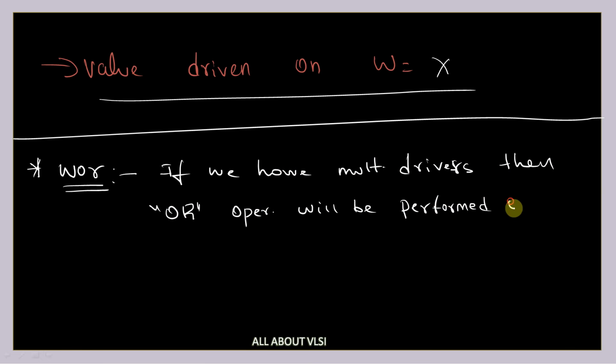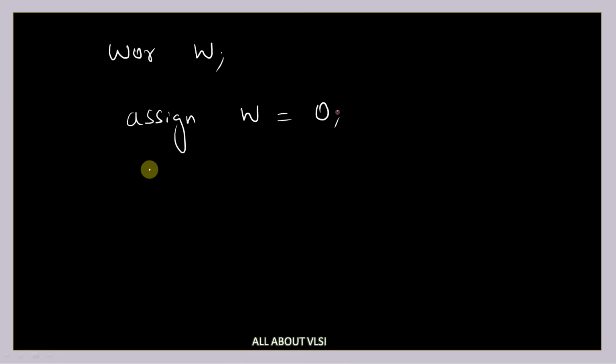Will be performed on source values. For example, if I declare anything as wor w and I write assign w is equal to 0 and assign w is equal to 1. Here 0 means 32 zeros and 1 means 31 zeros followed by a 1. So we should be careful: if you simply write 0 or 1, it is going to take a 32-bit value.